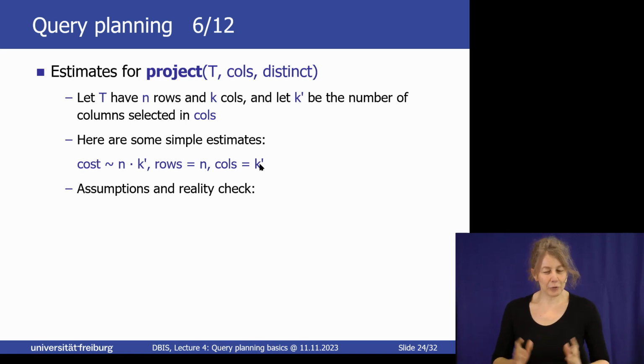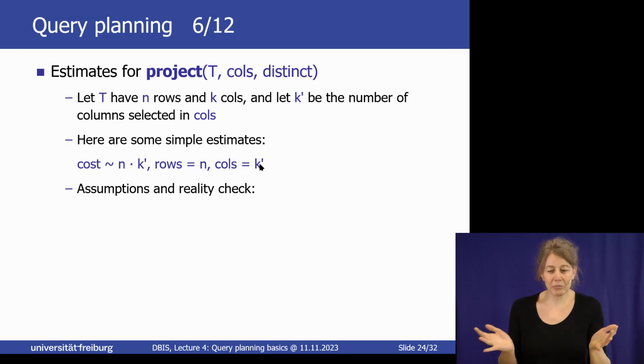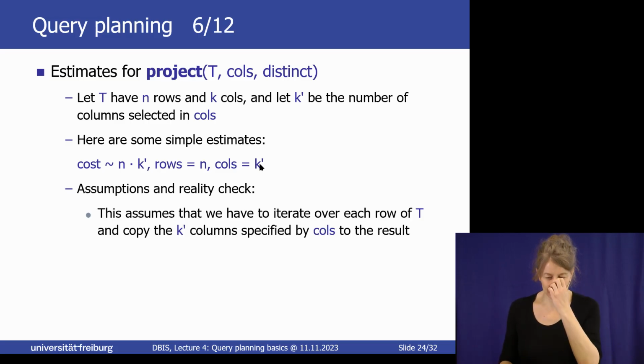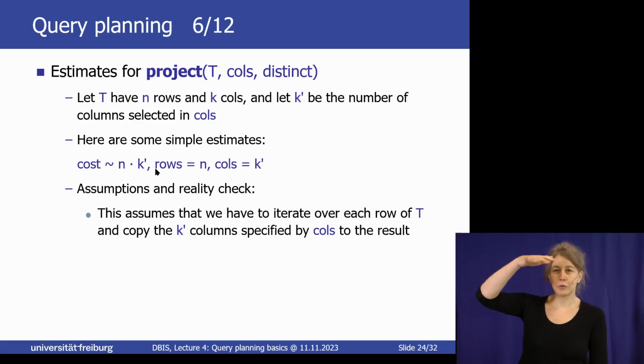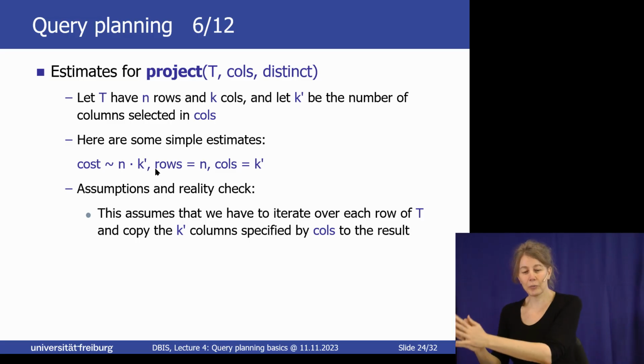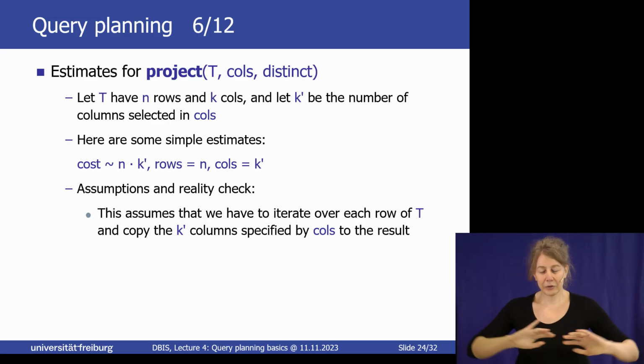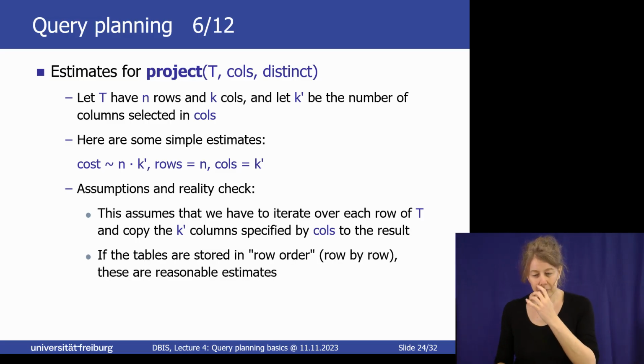So that's really a difficult science. We are making some assumptions here. This makes the assumption that our implemented project just goes row by row. So I have work for each row, which is reasonable because I have to copy it, and then I just copy the columns. The columns which I don't copy don't cause me any work. This is reasonable if the table is stored in row order, really stored row by row, like a vector, a list of rows.